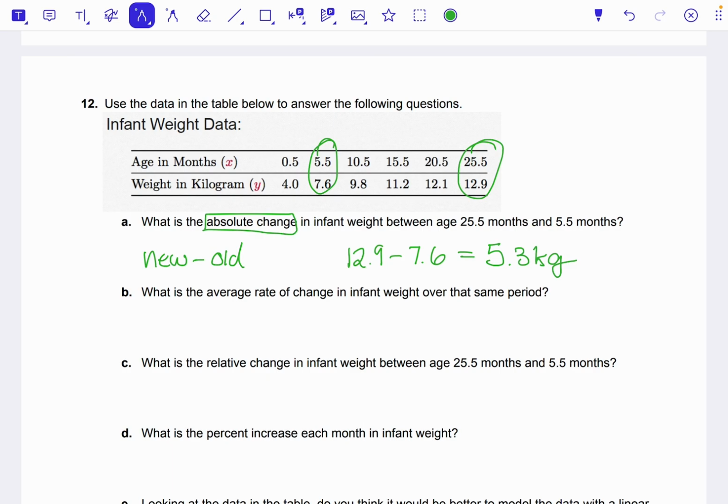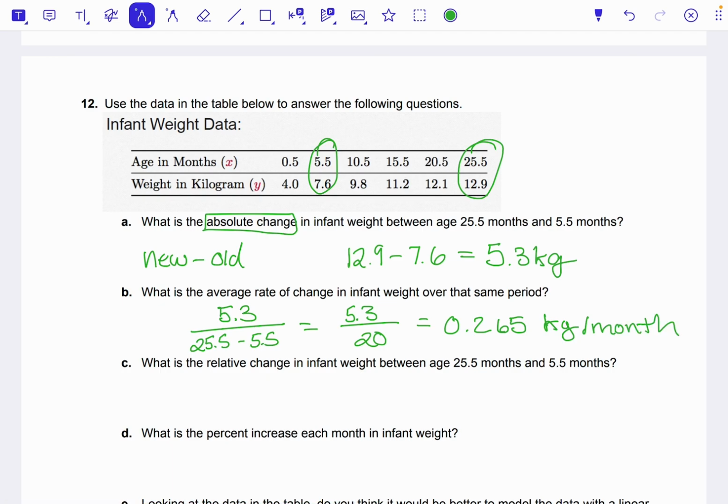Now, if I want to turn that into sort of my rate of change, I would take that absolute change and divide it by the change in time. So 5.3 divided by my change in time, well, that's 25.5 minus 5.5, which is actually 20 months. And so that's about, the baby gained approximately 0.265 kilograms per month.